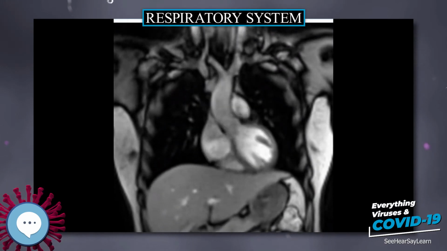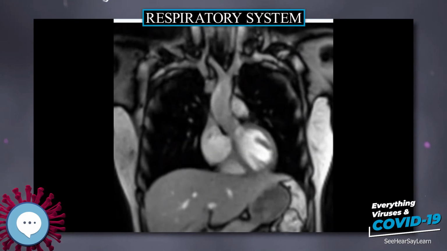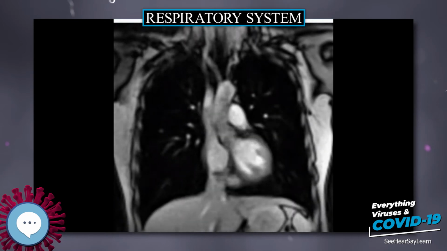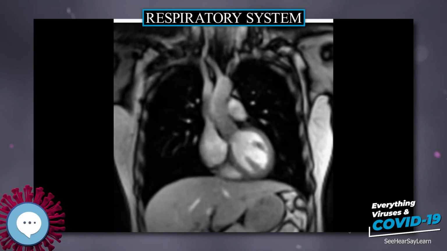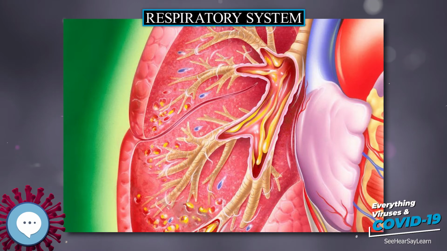The oxygen tension, or partial pressure, remains close to 13 to 14 kilopascals, about 100 millimeters Hg. And that of carbon dioxide very close to 5.3 kilopascals, or 40 millimeters Hg.